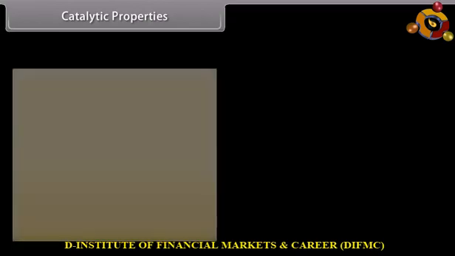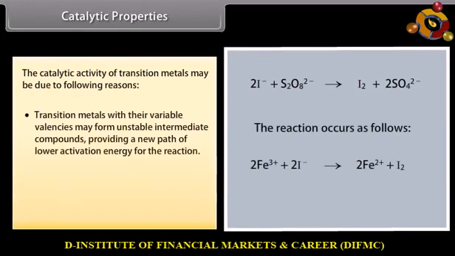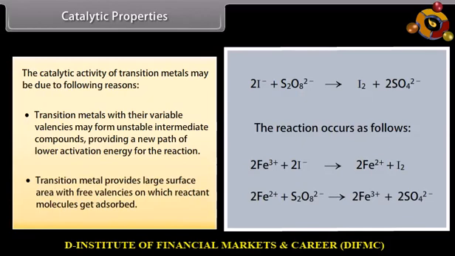Catalytic properties. The catalytic activity of transition metals may be due to the following reasons. Transition metals with their variable valencies may form unstable intermediate compounds, providing a new path of lower activation energy for a reaction. For example, iron catalyzes the reaction between iodide and persulfate ions. Transition metal provides large surface area with free valencies on which reactant molecules get adsorbed. This has the effect of increasing concentration of reactants on the catalyst surface and also weakening of bonds in reacting molecules.